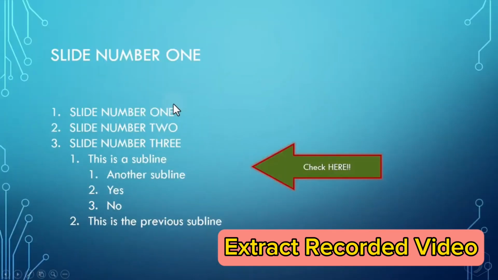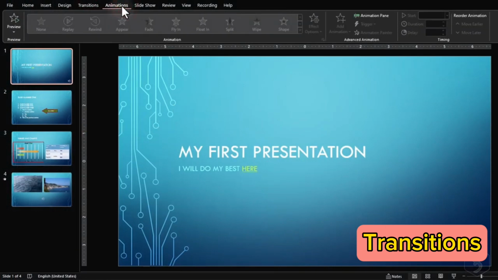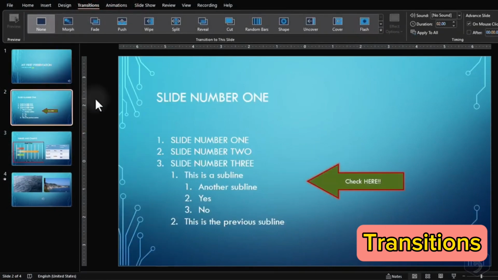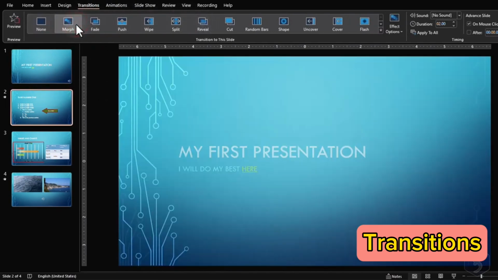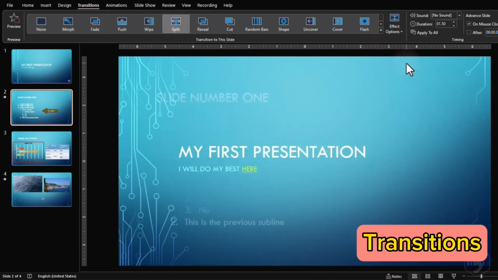By default, the presentation is completely static, but you can add dynamic effects with transitions and animations. Inside the Transitions tab, you find loads of effects that you can apply between two consecutive slides. Click on any to apply it on the current slide, and customize it with effect options.